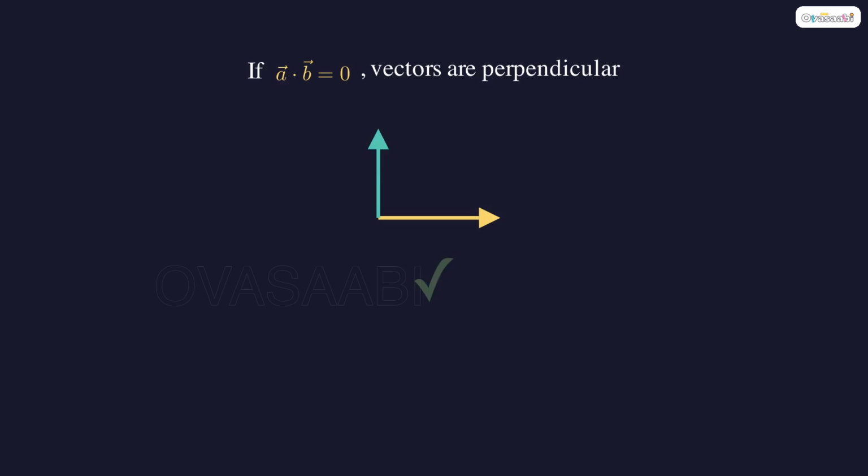Important property. When the dot product equals 0, the vectors are perpendicular. This is how we test if two lines are at right angles in coordinate geometry.